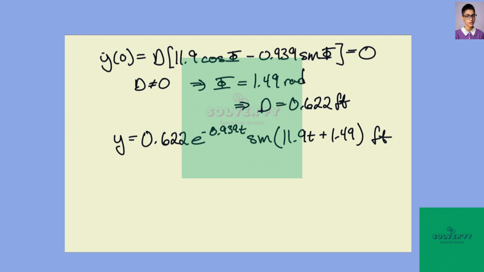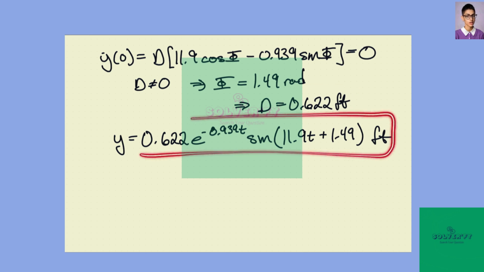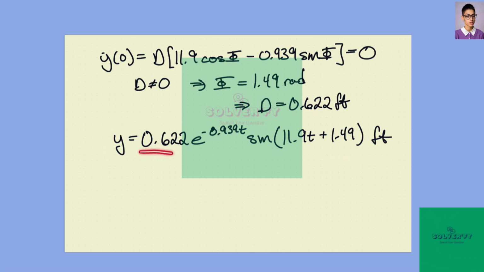And then we can plug everything back into our response function, or the equation governing the response. So here's d, and this is zeta times omega n, so minus zeta omega n t, times sine of the damped natural frequency, which is 11.9 times t, plus the phase. And this would be in feet.